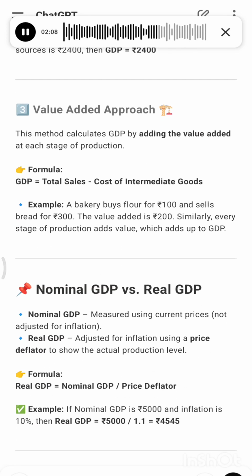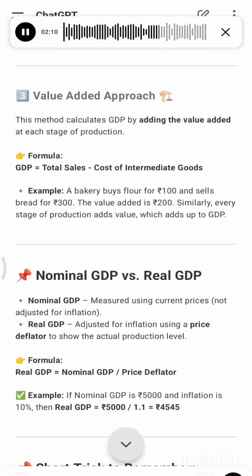3. Value-added approach. This method calculates GDP by adding the value added at each stage of production. Formula: GDP equals total sales minus cost of intermediate goods. Example: a bakery buys flour for 100 and sells bread for 300. The value added is 200. Similarly, every stage of production adds value, which adds up to GDP.